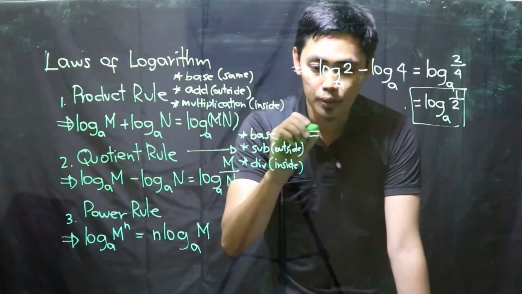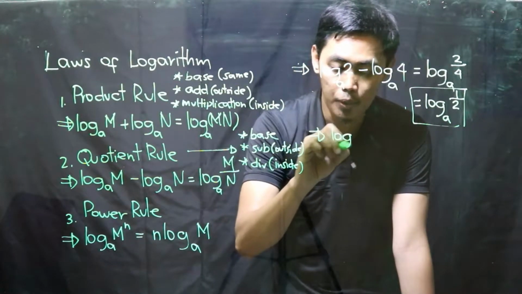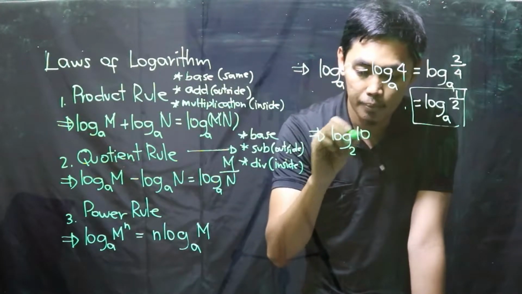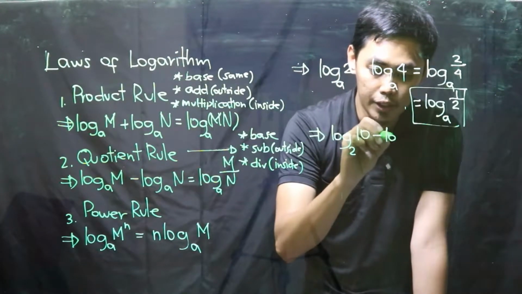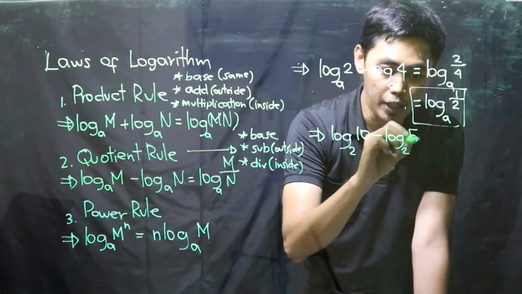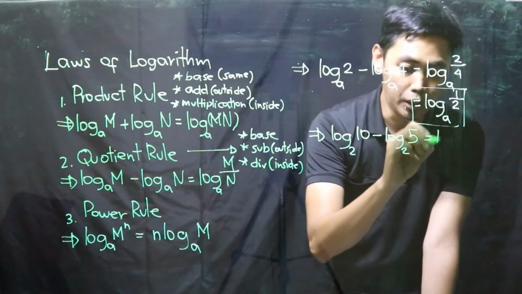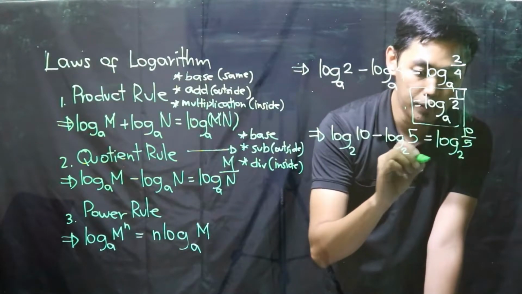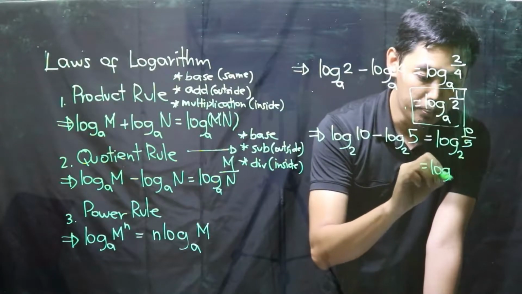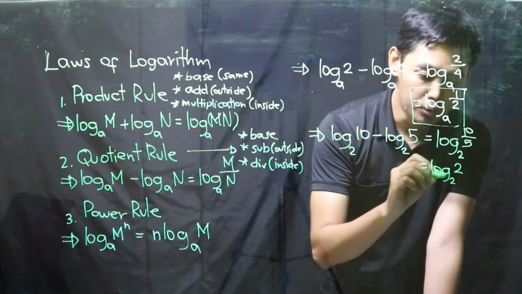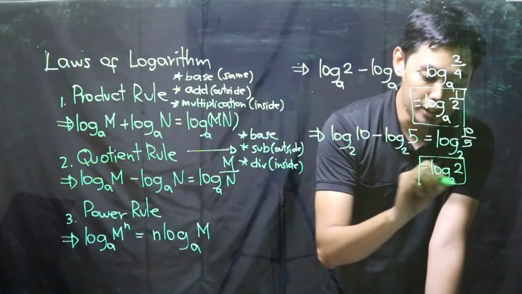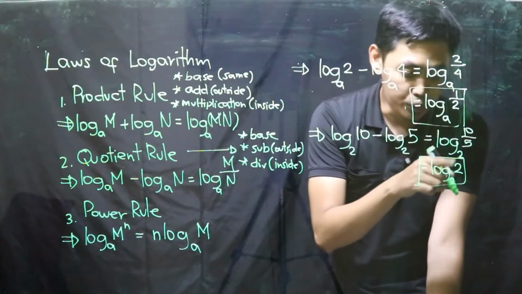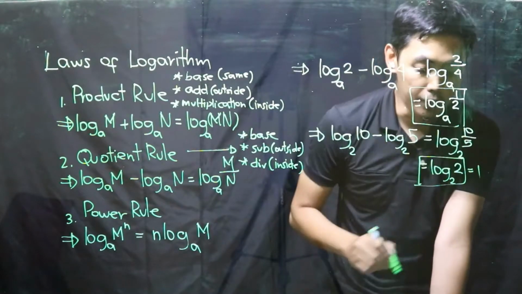Let's have another example. Logarithm of base 2, and let's have here 10, minus logarithm of base 2, let's have here 5. So combine them, and it will become logarithm of base 2, 10 over 5, or logarithm of base 2, 2. So that's our answer. Okay? Logarithm of base 2 to 2 is actually equal to 1.